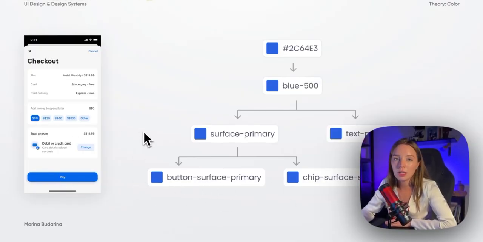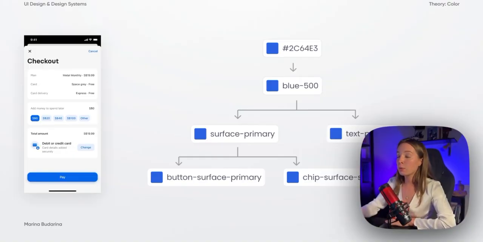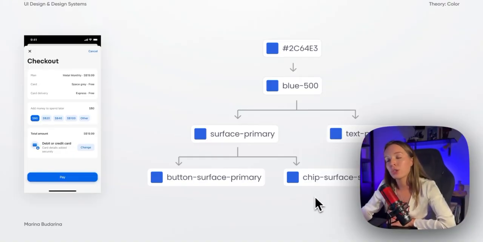So why would we do that? As you can see, we have four levels, and at each level the token is doing something. At the first level, the token is defining the name for the color. At the third level, it is defining the use case. And at the fourth level, it is defining the component and the use case together. We would do that so that if I would like to change the chip surface selected color by itself, I can only change this specific token, and therefore the surface primary will not be affected.